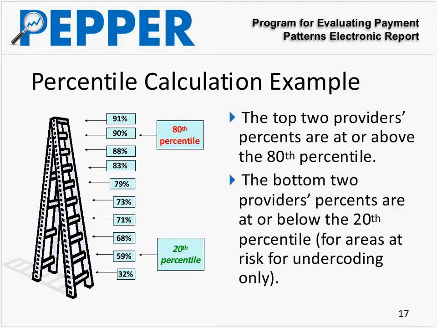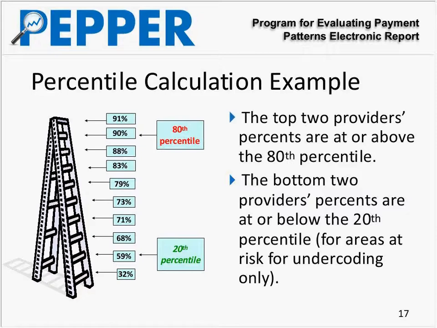Now remember, in the PEPR, we identify as what we call high outliers any providers whose target area percent is at or above the national 80th percentile. And those are the providers who are considered to be high outliers. For the coding-focused target areas, we also identify low outliers. Those would be the providers whose percent is at or below the national 20th percentile. The 20th percentile represents the point below which 20% of the hospitals' target area percents fall. So essentially, we're identifying the providers in the top 20% as high outliers, the providers in the bottom 20% as low outliers.